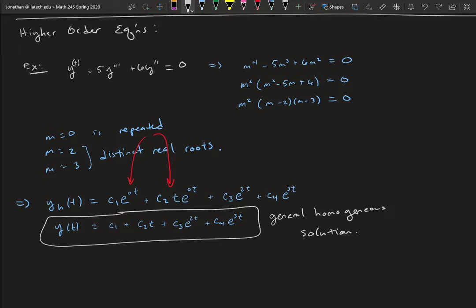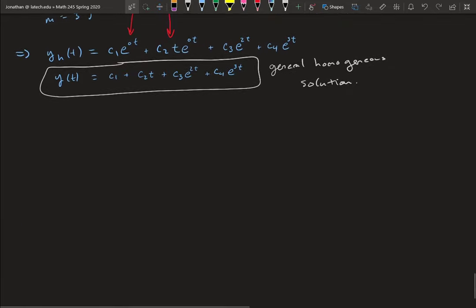Let's look at this one. Example: let's say we have the fourth derivative plus 2y double prime plus y equals 0. It's a good one. We'll do it, and then we'll do one that's a little bit harder.